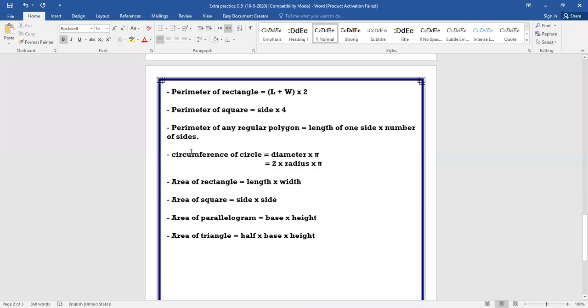Then circumference of a circle: pi multiplied by diameter, if we have the length of the diameter, and 2 multiplied by pi multiplied by radius, if we have the length of the radius. Area of rectangle: length multiplied by width. Area of square: side multiplied by side. Area of parallelogram: base multiplied by height. And area of triangle: half multiplied by base multiplied by height. Every session I'll ask about these formulas.